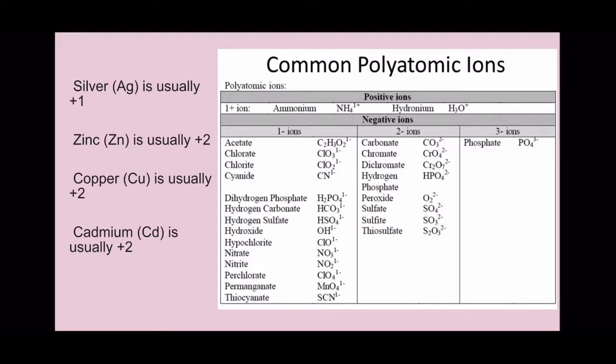But if they are the last variable, or the last element, then solve for it instead of depending on these oxidation numbers, because it's usually +1, it's usually +2. It's not always +1 and +2. However, for the common polyatomic ions, you should always depend on them when you see one come up.